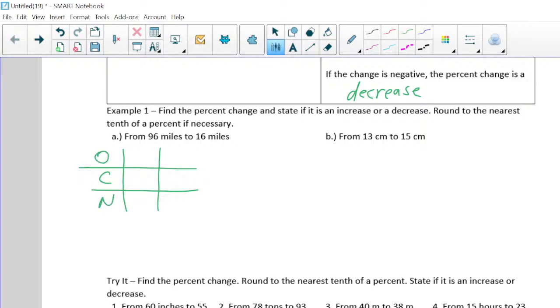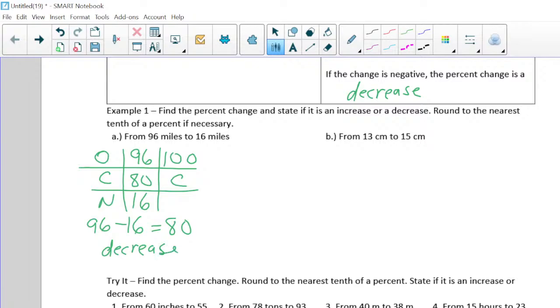I read the problem. From 96 miles to 16 miles. 96 is my original amount, 16 is my new amount. I then go 96 minus 16, and that's 80. That's how much change there is. So, then, we go 100% is the original, and then we want to know the percent of change. So then, by the way, stopping right here for just a second, 96 down to 16, that means that this is a decrease.